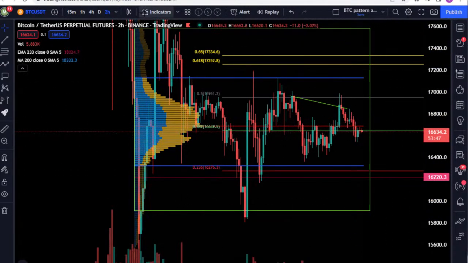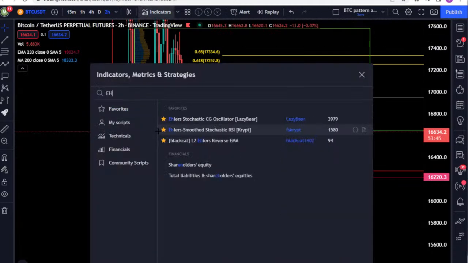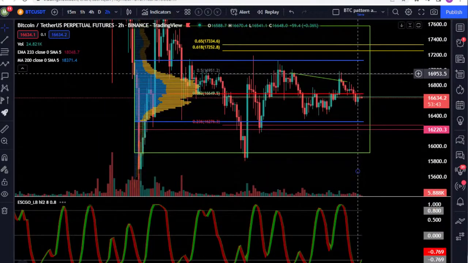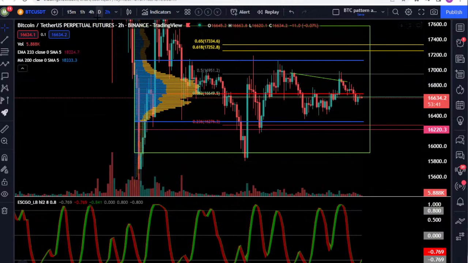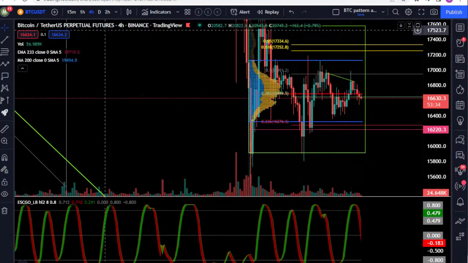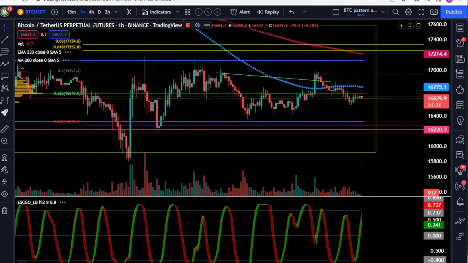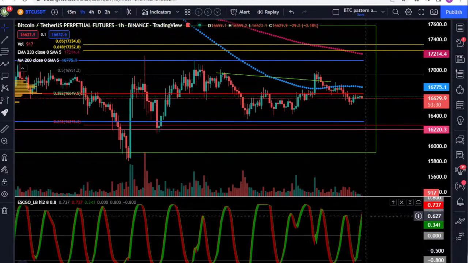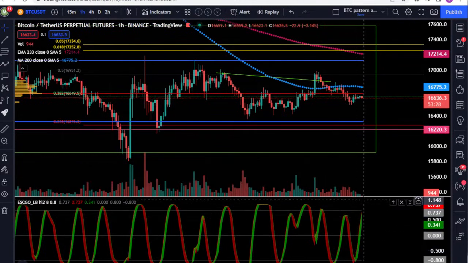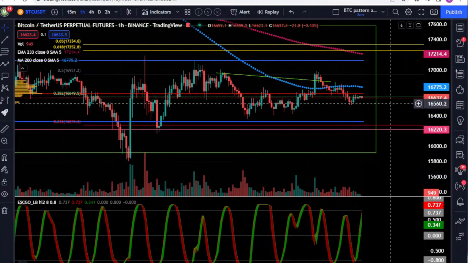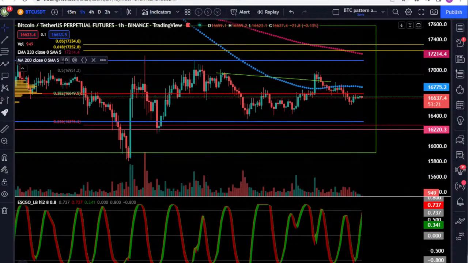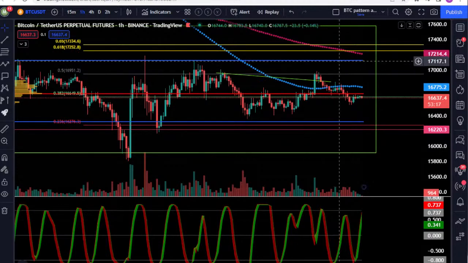Looking at the stochastic CG oscillator for Bitcoin, 2 hourly, we might form a double bottom and pump it. 4 hourly, we are curving down. 1 hourly, shorter time frame, we are getting to that overbought region, even though price didn't move that much, so we may continue down.